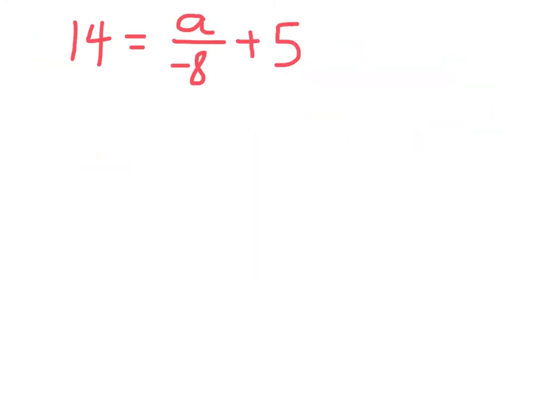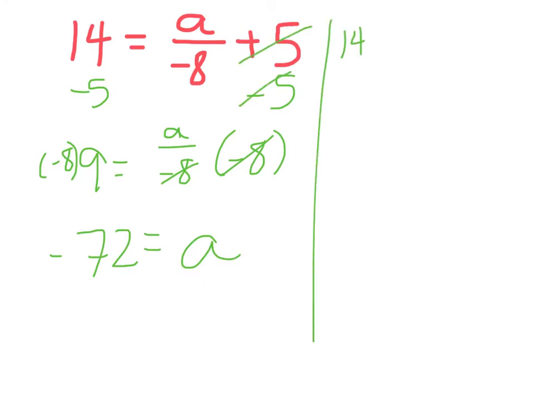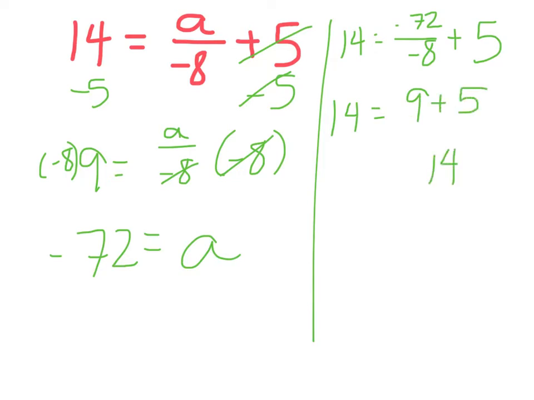Next equation, 14 equals a over negative 8 plus 5. First thing I'm going to do is minus 5, minus 5. 9 equals a over negative 8, times negative 8, times negative 8. Negative 72 equals a. And then I'm going to check it. 14 equals negative 72 over negative 8 plus 5. So 14 equals 9 plus 5, which is 14, which is what I have on the other side. It matches.